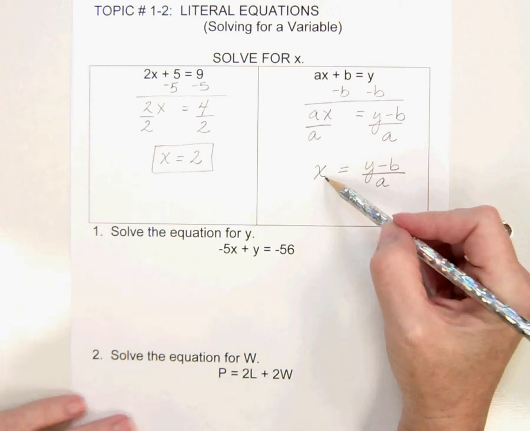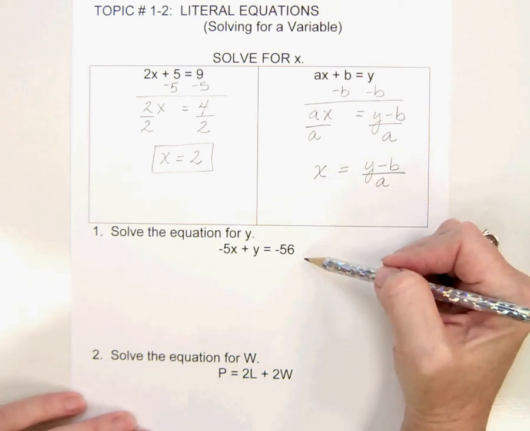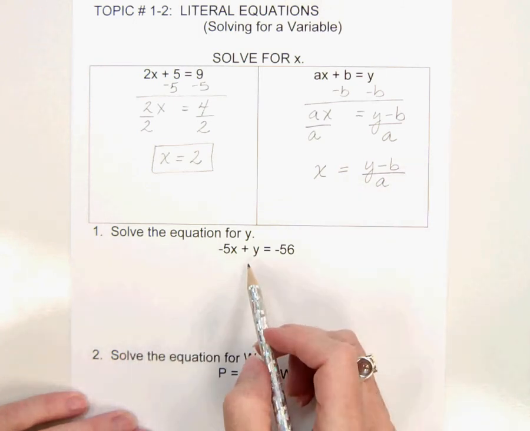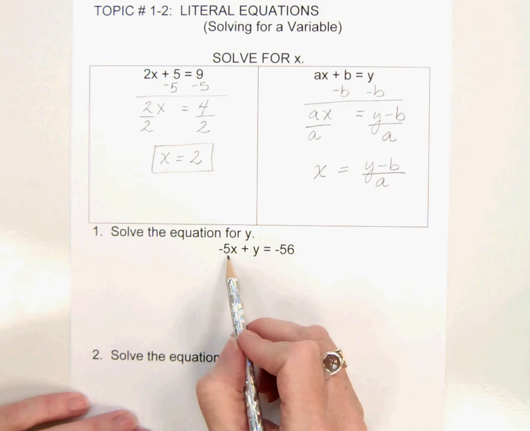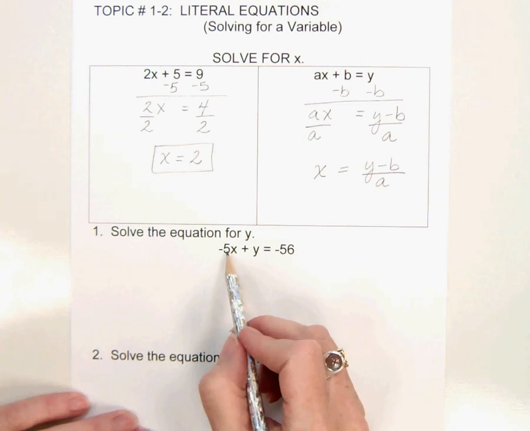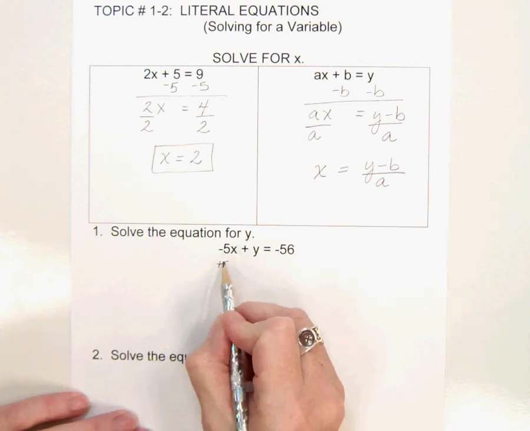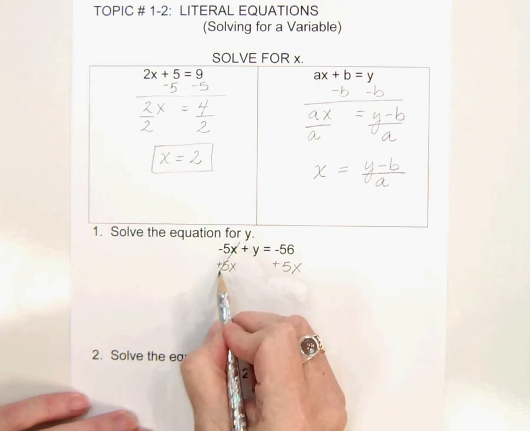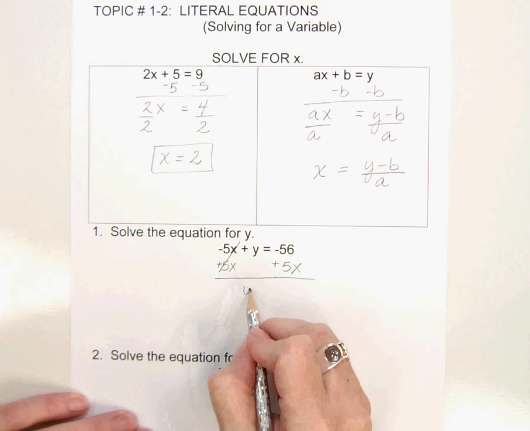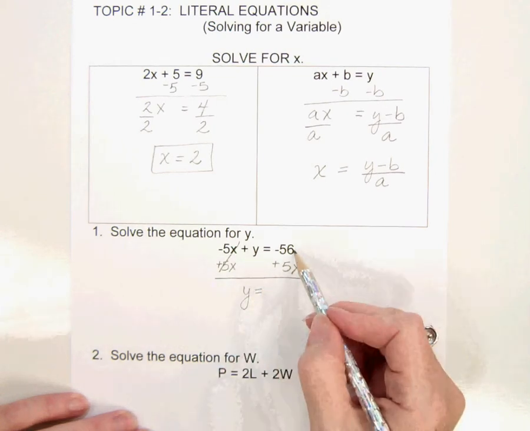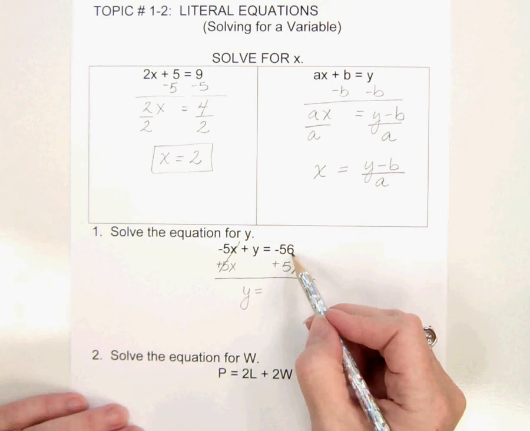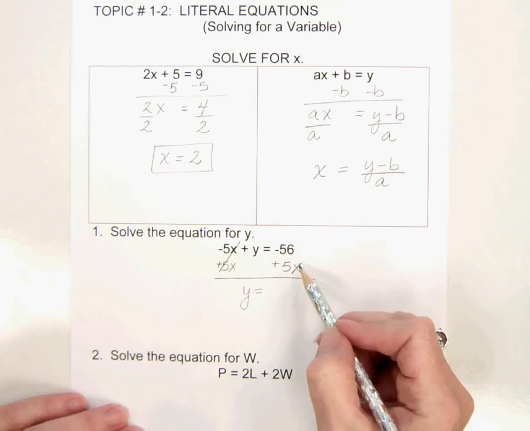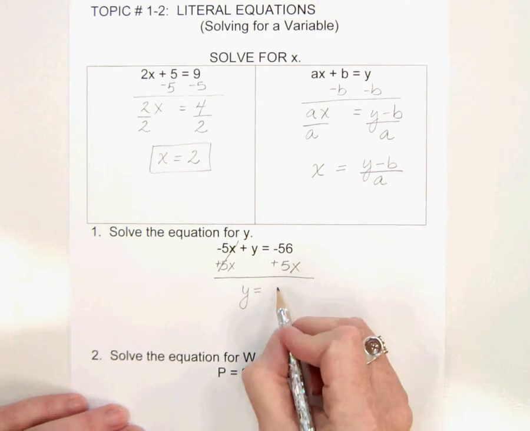Let's try another one just like that down here on number 1. This one says solve the equation for y. If there's an x term on this side of the equal sign that needs to be moved, we're going to add 5x because that would give us a 0 plus y. So we've solved for y. Now be very careful and do not combine the 5 with the negative 56 because they're unlike terms. This has an x and this one doesn't, so they're not like terms.